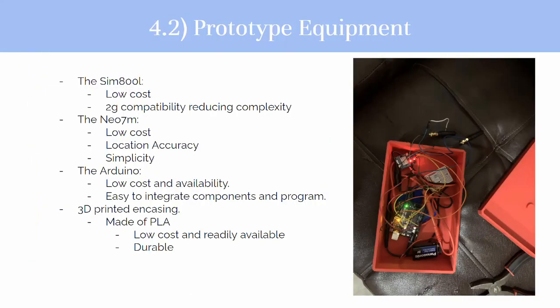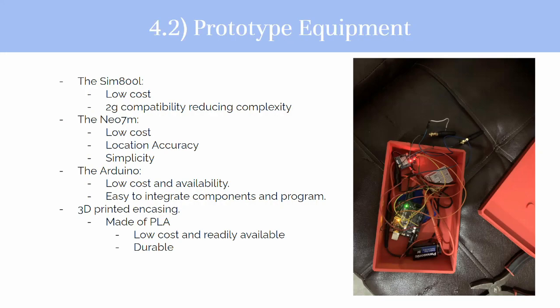The SIM 800L, the main reason we selected this is because of its low cost and its 2G compatibility, which reduces complexity. The low cost is because it's 2G compatible, and currently we have 2G compatible cell towers. So this is why we chose the SIM 800L. The Neo 7M, we also chose because of its low cost, it has fairly good location accuracy, and it's also very simple to use and program on the Arduino.